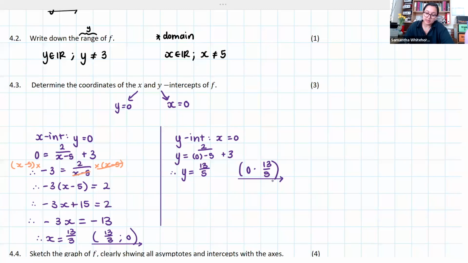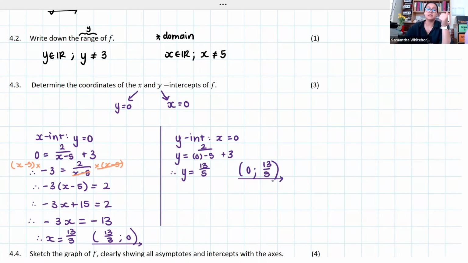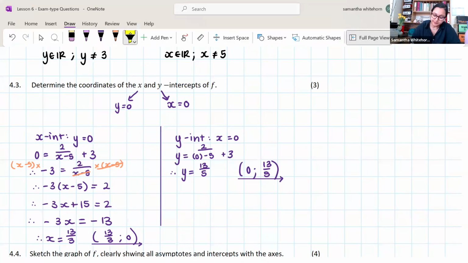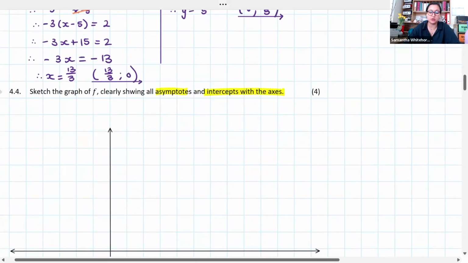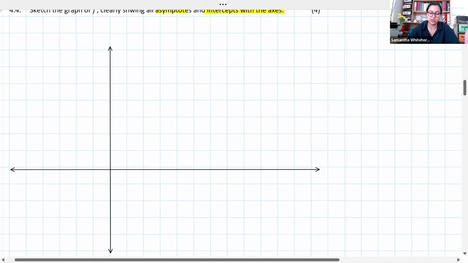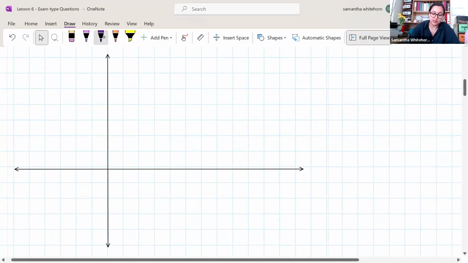Right, so now we've got our x and our y intercept. Hopefully what you're seeing is this is guiding us to be able to sketch our graph, because they've made us identify the asymptotes, which we know we have to sketch, and they've made us find the x and y intercept. As you can see in the question, if you're going to sketch a graph, you have to show asymptotes and intercepts with the axes. Those are the things you have to show when you're sketching a graph. And now we've got all of that information, so we can actually sketch it.